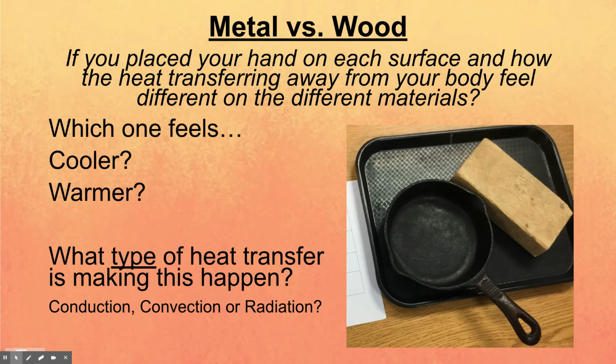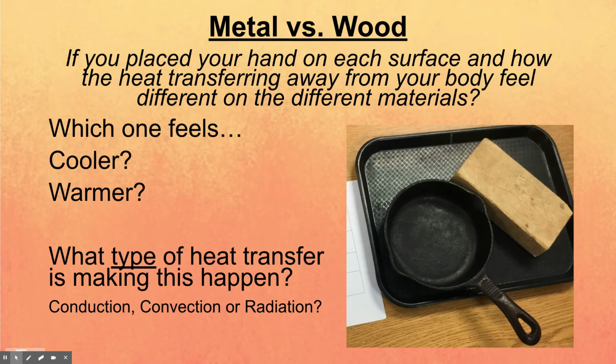Metal versus wood. So you could feel the metal pan and a piece of wood, and one of them is going to feel cooler and one is going to feel warmer. What do you think it's going to be? Which one? The wood, is that going to be cooler or warmer? And the pan, now the pan is not on a heat source, they're both air temperature. Okay. And what type of heat transfer is making this happen?